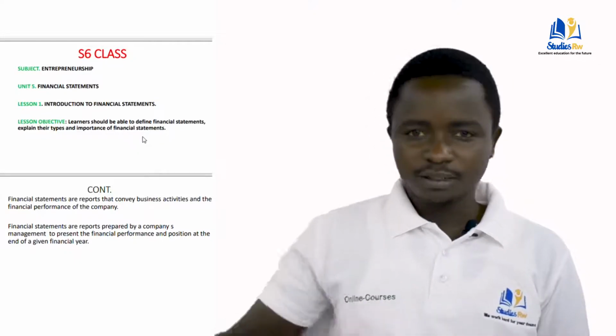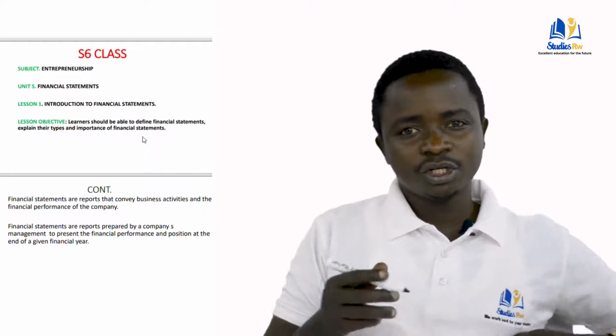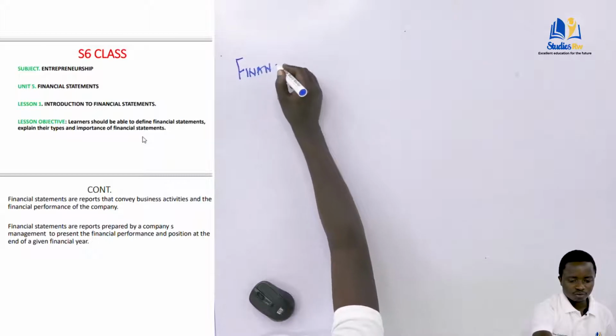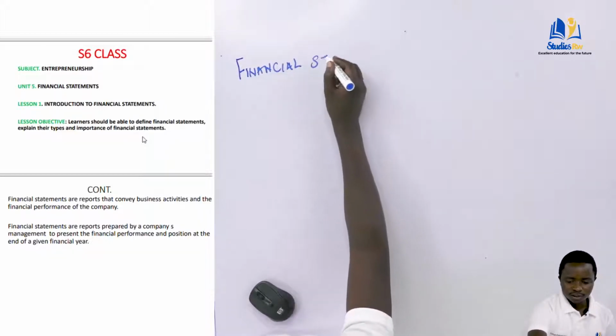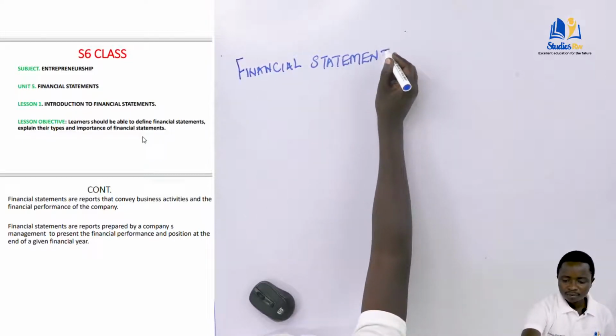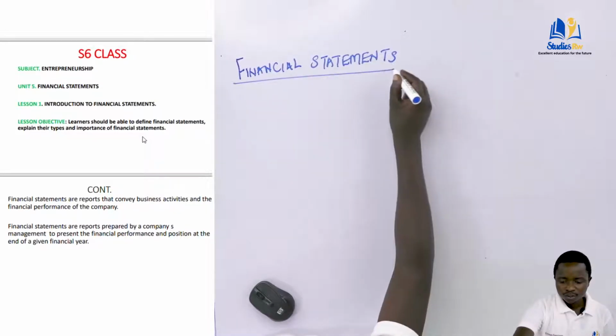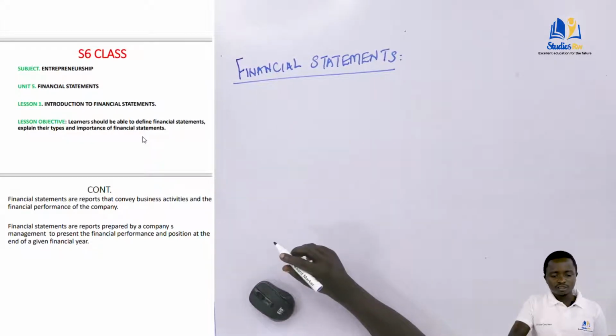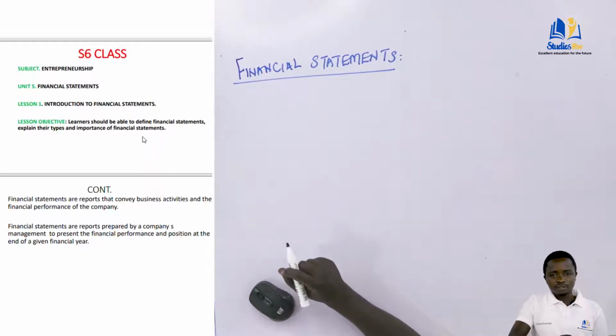So what are financial statements? We are going to look at financial statements. How can you explain them? The word financial comes from the word finance. So financial statements are financial reports which are prepared at the end of a given trading period to show the performance of a company or to show its position.